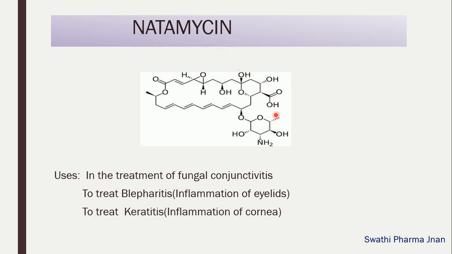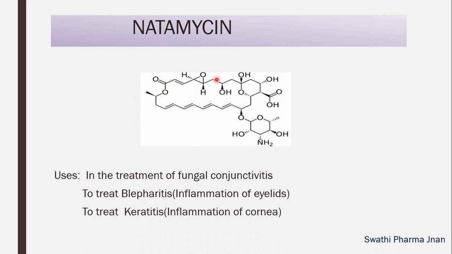Natamycin structure is a little complicated. I'll tell you how to remember this structure. The upper parts, which are like heel parts, you consider as crowns, and the down ones you consider as downs. So here, how many crowns are present? 1, 2, 3, 4, 5. So totally 5 crowns are there and 5 downs are there.